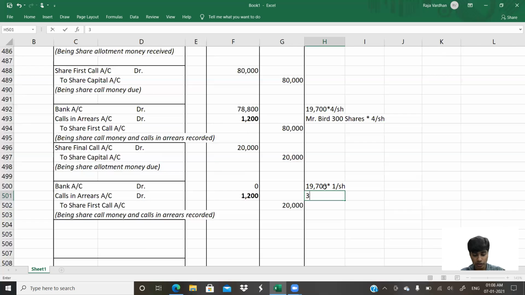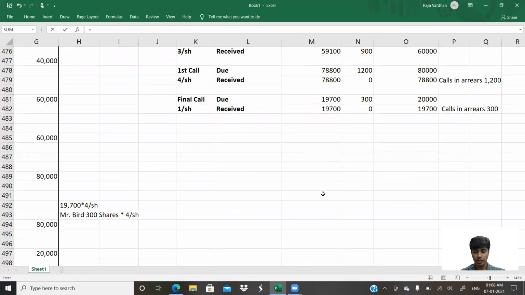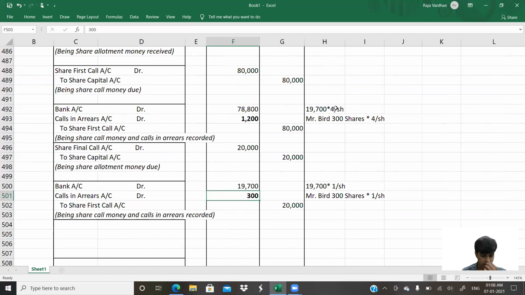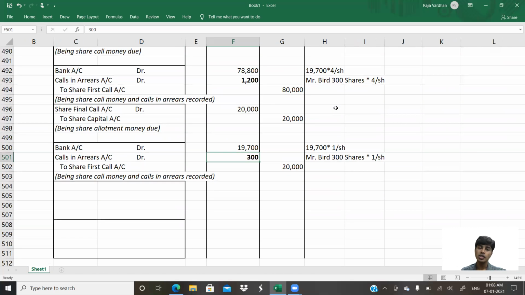How many will not pay? 300 shares, Mr. Bird. Mr. Bird, who owns 300 shares, is not paying how much? 1 rupee per share. So that comes to how much? That comes to 300. 300 rupees you will not receive. 20,000 rupees you are supposed to receive. How much do you receive? You receive 19,700. Have a look. I've done it in the working note here as well. 19,700 is received. 300 is not received. So calls in arrears becomes how much? 300 in this case. 20,000 is the total amount.